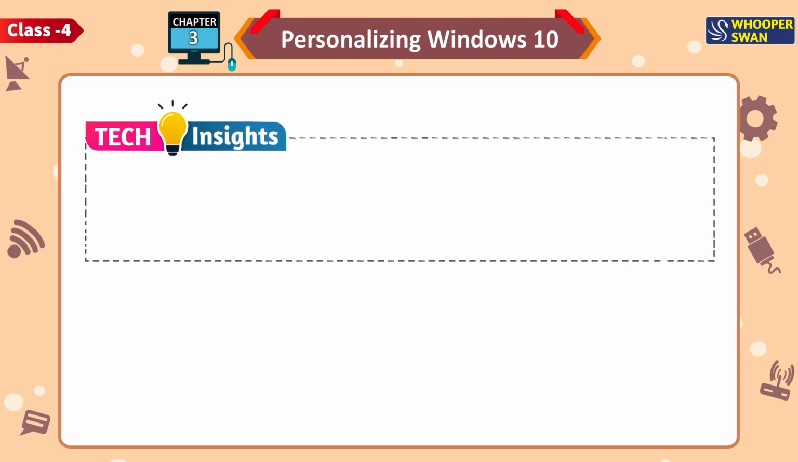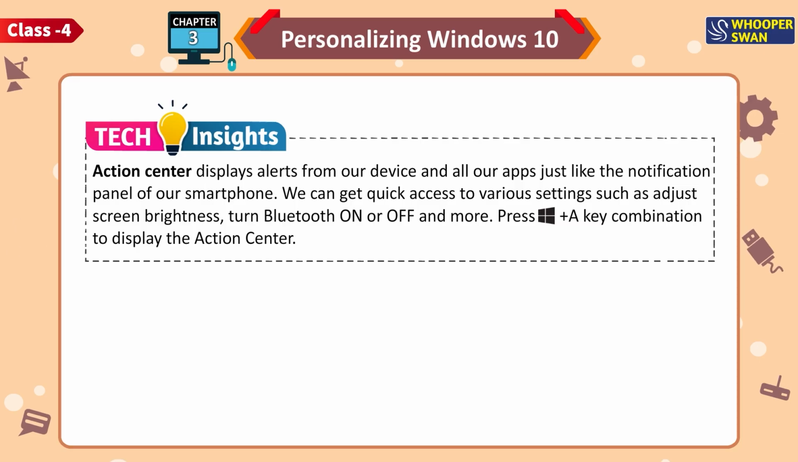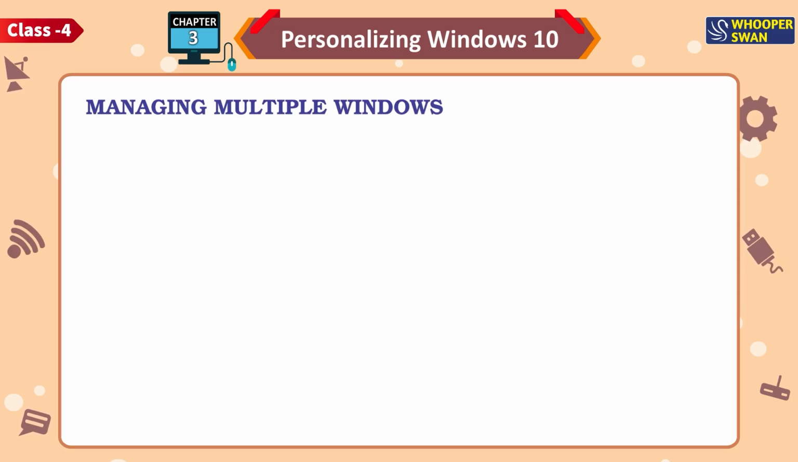Tech Insights. Action Center displays alerts from our device and all our apps just like the notification panel of our smartphone. We can get quick access to various settings such as adjust screen brightness, turn Bluetooth on or off and more. Press Window plus A key combination to display the Action Center.